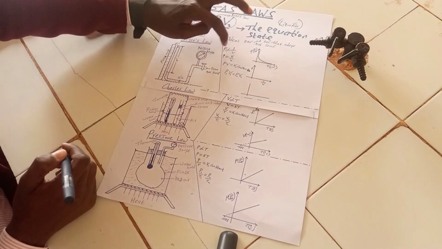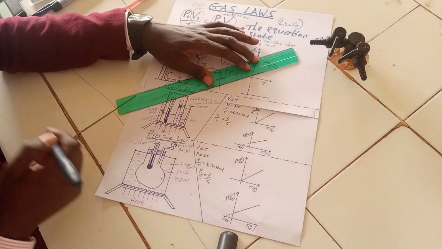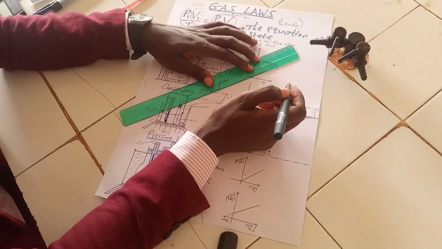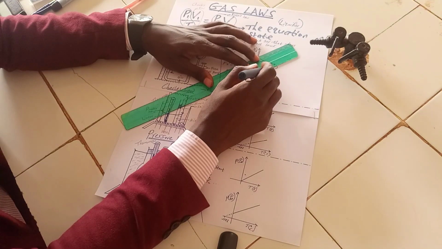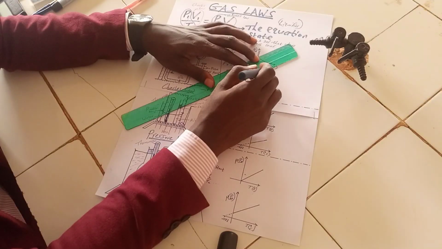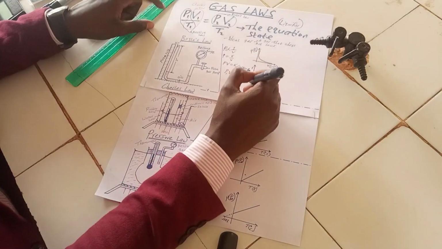But if you take pressure and 1 over V as one component, then that graph is a straight line with a positive gradient, showing that the two are directly proportional. If you take 1 over V to be one component, the two are directly proportional.